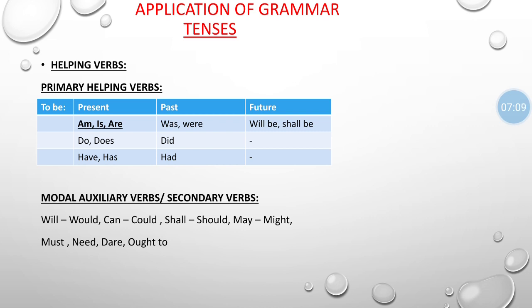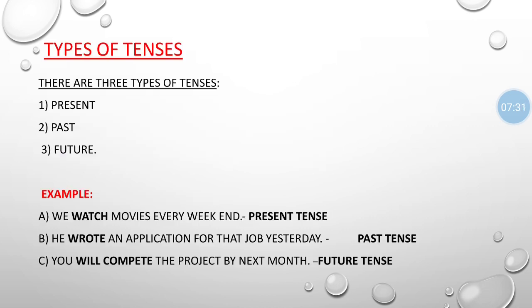We know that there are 12 types of sentence, and that we have only 4 kinds of verb forms, such as V1, V2, V3, V4. With the V3 and V4 forms, we use these helping verbs and make the different types of tenses. So, let us see what the different kinds of tenses are. There are 3 types of tense: present tense, past tense and future tense.